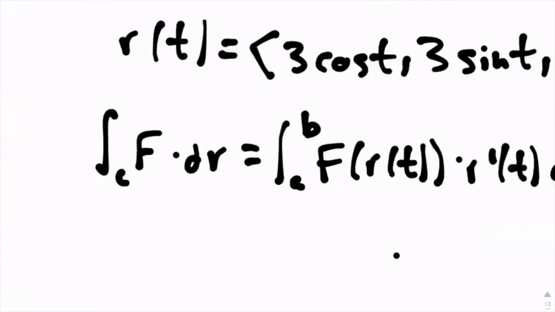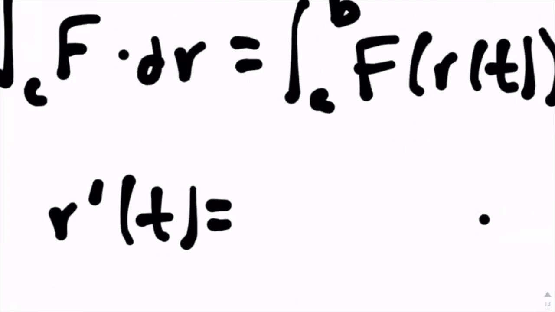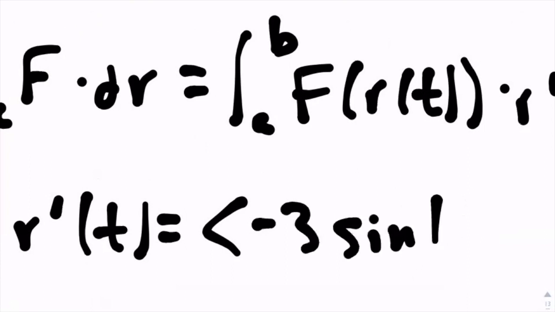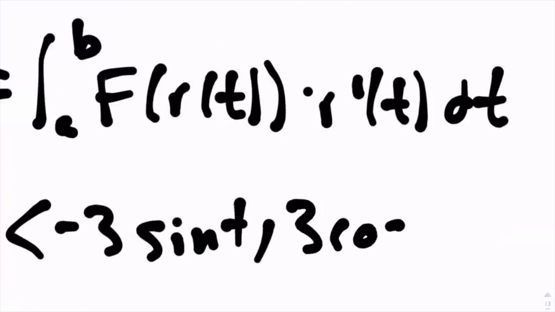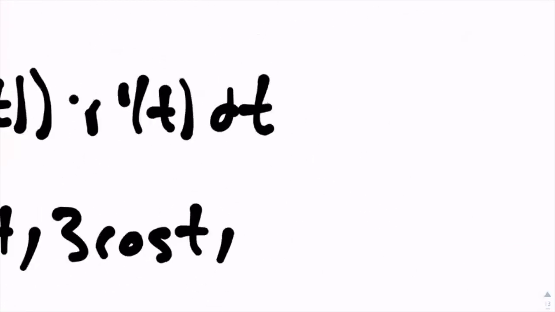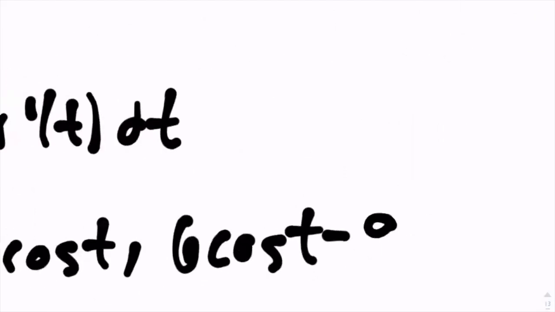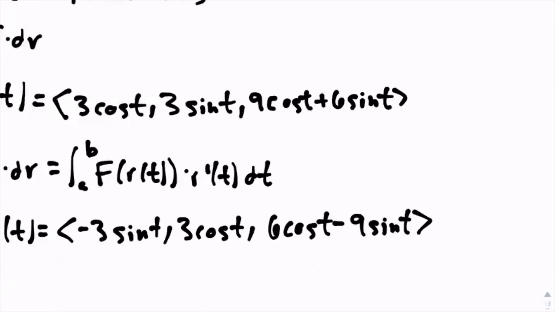We need to go ahead and find r prime of t, which we can find simply by taking the derivative of r. The derivative of 3 cosine t is minus 3 sine t. The derivative of 3 sine t is 3 cosine t, and the derivative of 9 cosine t plus 6 sine t is 6 cosine t minus 9 sine t. And like that, we have our r prime of t.